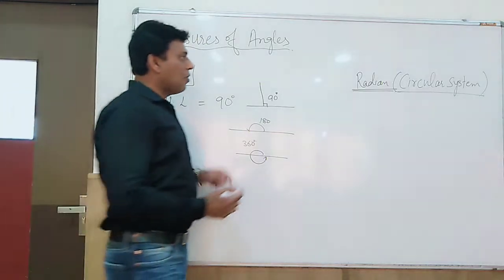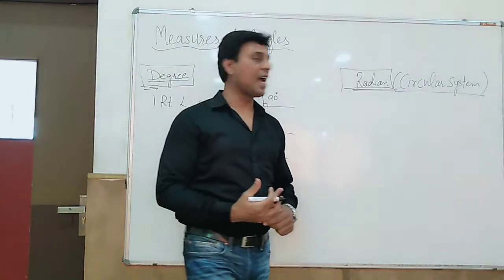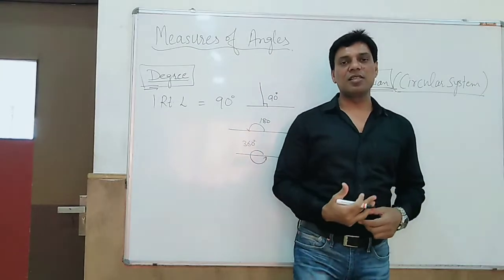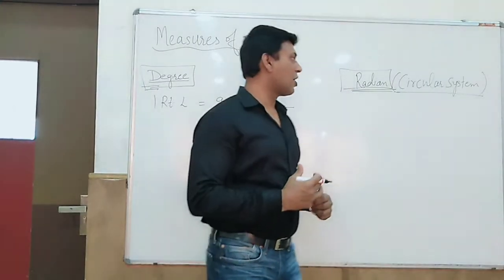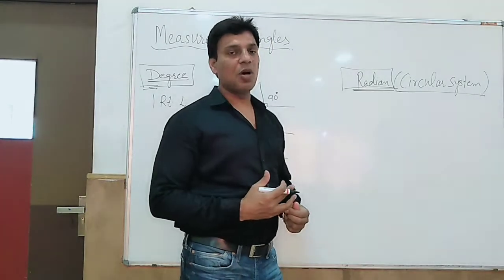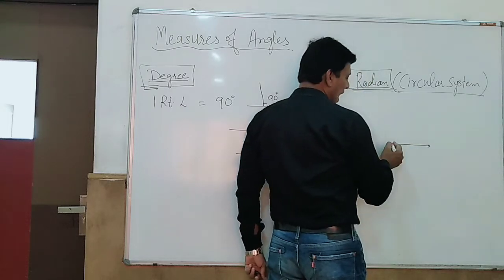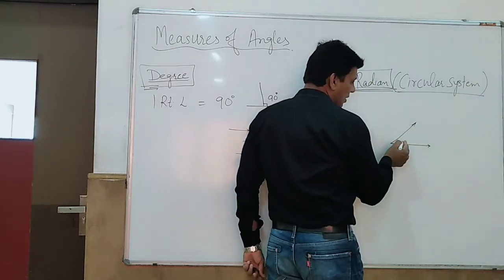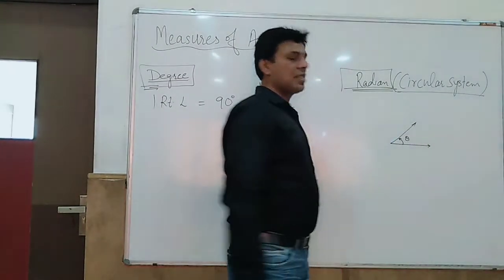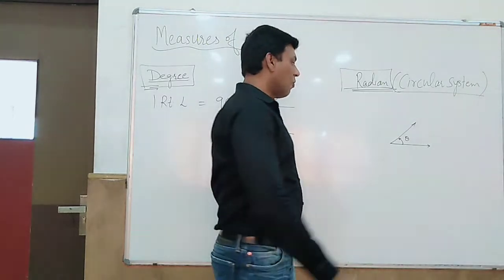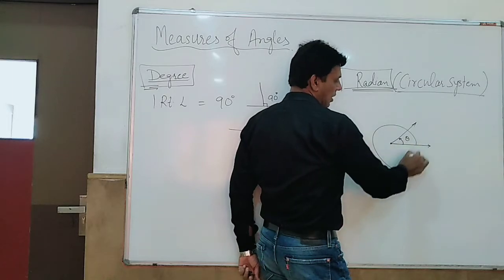Now come to radian. This is your new system of measuring angle. This is also called the circular system of measuring angles. So what do we mean by the circular system or radian system of angle? To understand this, suppose we have to find this amount of angle, and this angle is denoted by theta. What will we do? With a radius r, we will draw a circle.